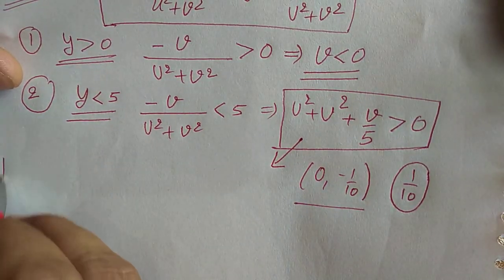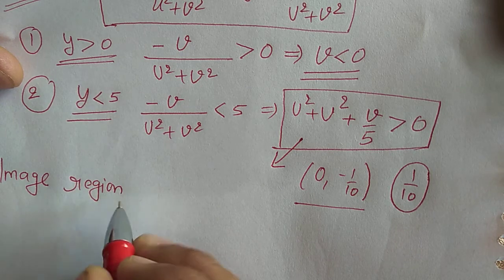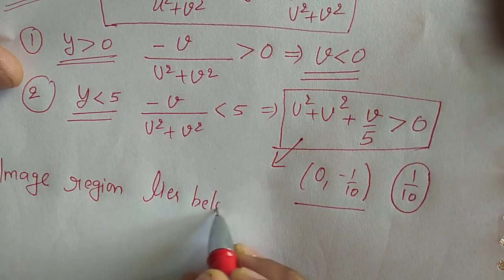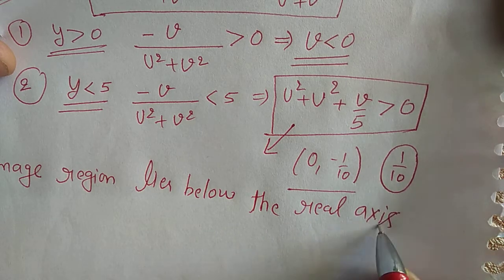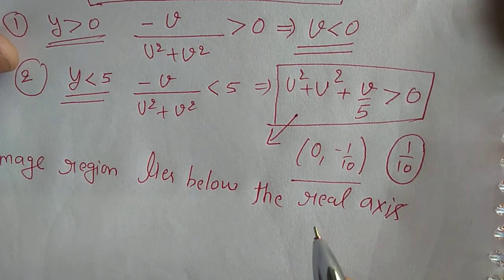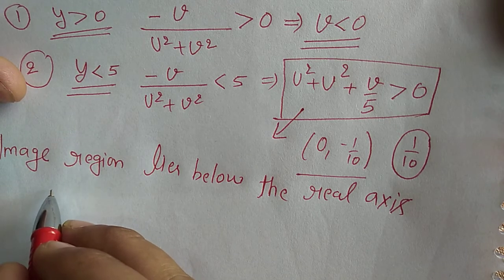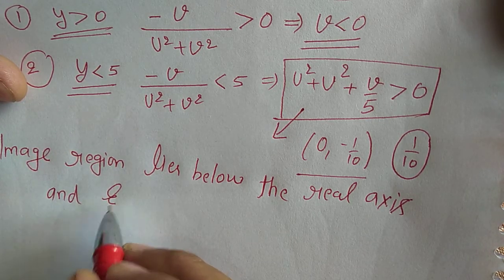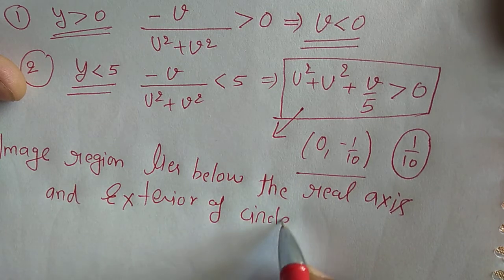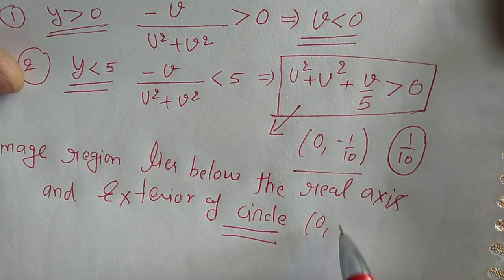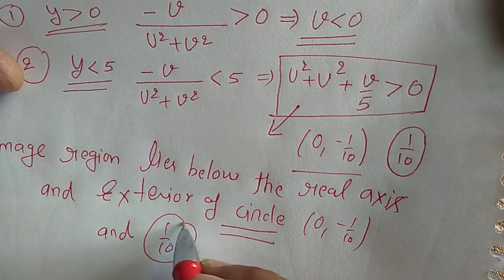So we can see the image region lies below the real axis in the w plane, and this is the exterior of the circle with center 0, minus 1 by 10, and 1 by 10 is the radius.